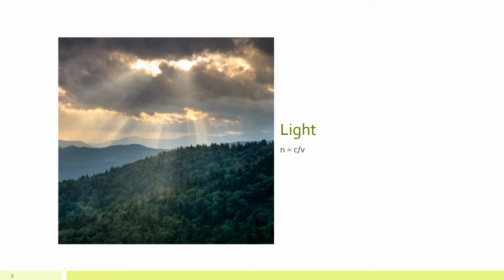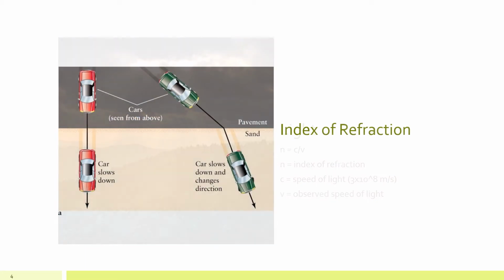We can show that with this equation, n equals c over v, where n is the index of refraction, and we can calculate how much the angle and speed of light are going to change. N is this index of refraction, c is the speed of light, which is 3 times 10 to the 8th meters per second, and v is the observed speed of light. Once we know the index of refraction, or how much a specific medium will change the speed of light, we can determine the angle a ray will travel in a new medium.